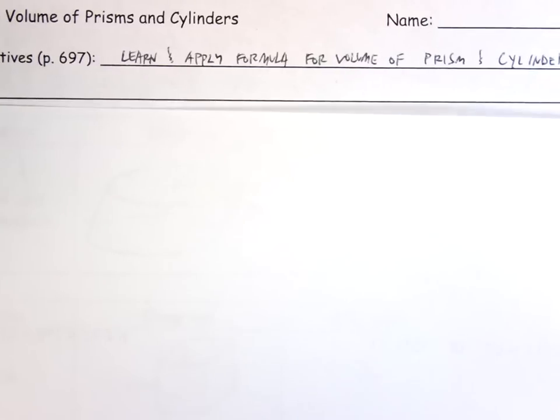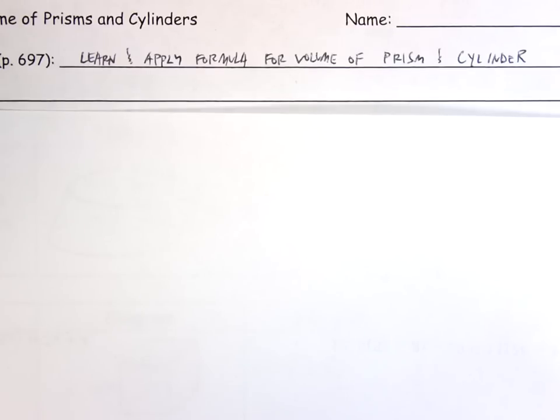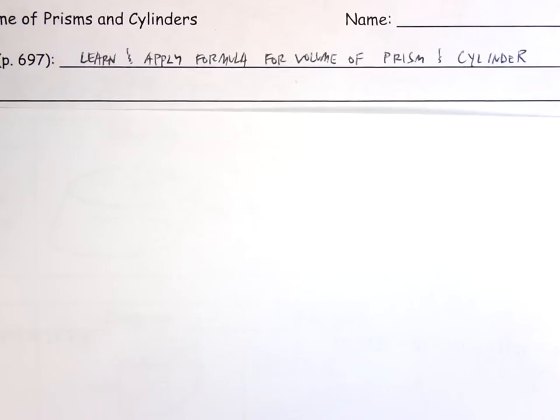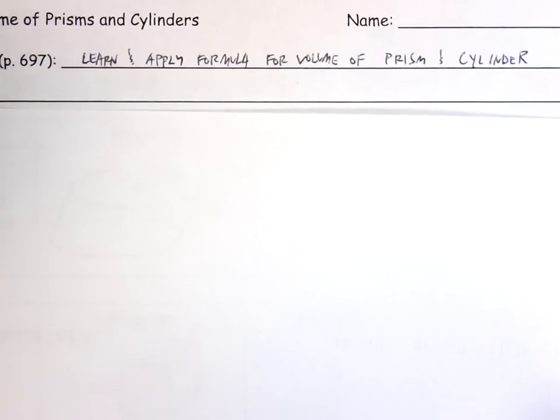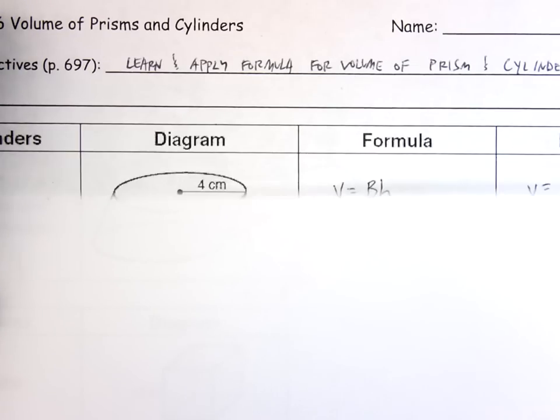So our objective, we're going to learn and apply the formula for volume of prisms and cylinders. Going back to shapes that we've already talked about, but now talking about volume. Again, these formulas are on the sheet so you can use them during class. You don't have to memorize these. These are also on your formula chart. You just have to know what each one of these letters means.